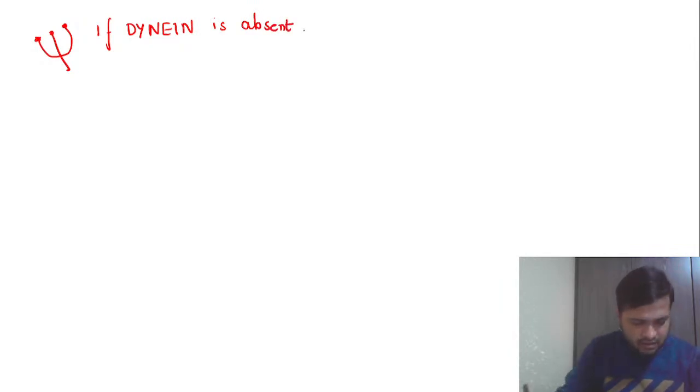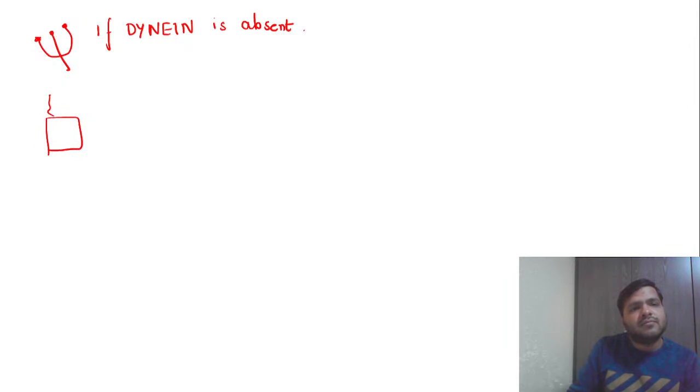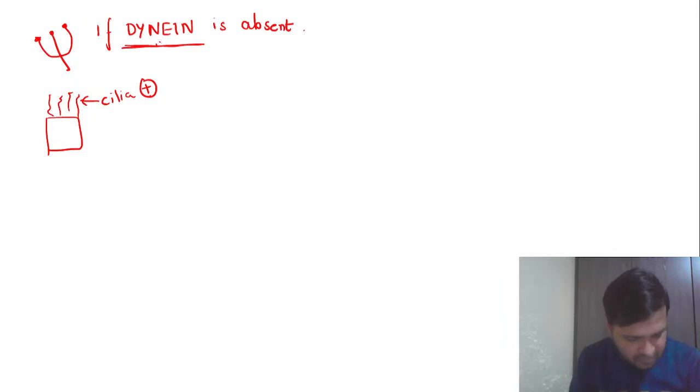Now, imagine a situation if dynein is absent. Now, tell me, guys, सीलिया में जो मोटिलिटी थी वो किस प्रोटीन की वजह से थी? डाइनिन की. अब सीलिया तो प्रेजेंट है, बट डाइनिन प्रोटीन इज एब्सेंट. So will the cilia be able to move? Tell me in the chat box. Will the cilia be able to move?